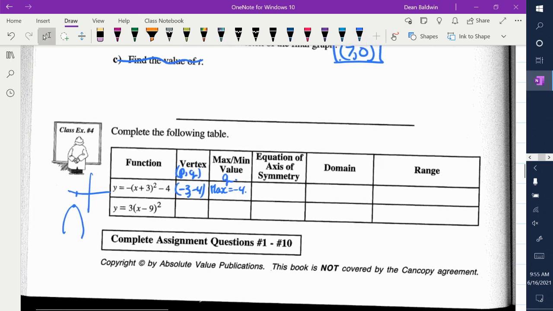Axis of symmetry. That's the line that splits it in half. -3, it's always the p-value. So it's x is equal to -3. What's the domain for every single parabola? x ∈ R, all real numbers.